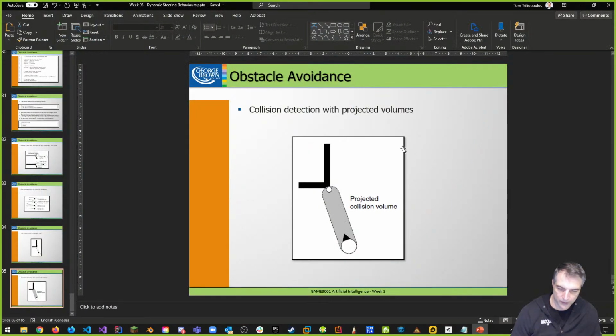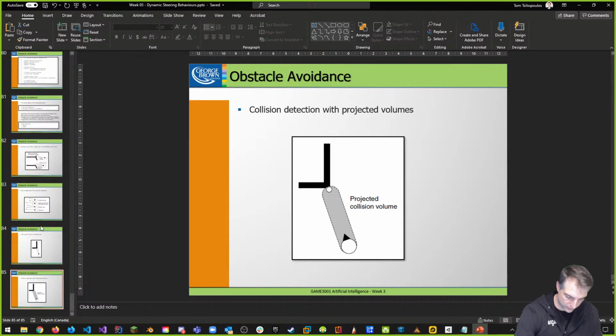Questions around what we talked about today. So today we talked about some dynamic steering behaviors. Last week we talked about kinematic steering behaviors, where you go to the maximum speed, there's no acceleration, there's no smoothing. Here there's acceleration, here there's smoothing.